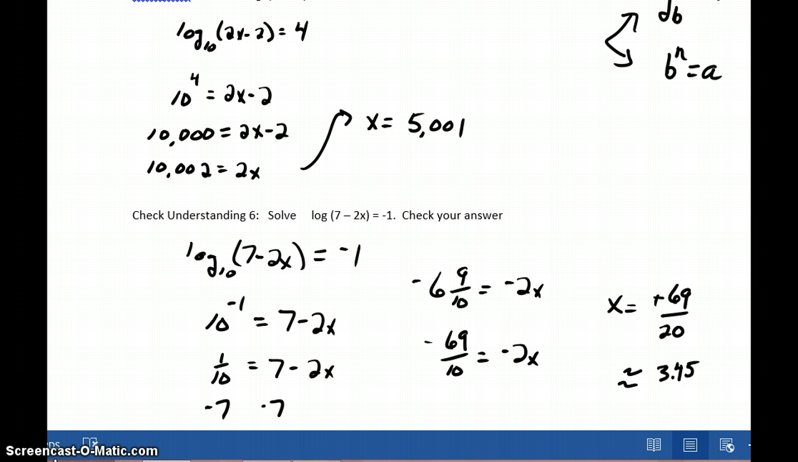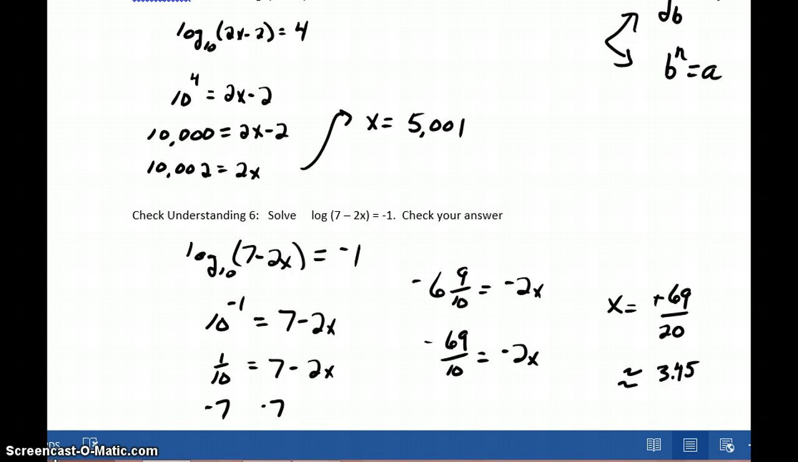I hope you've solved this problem. I'll walk through it with you. Log base 10 of 7 minus 2x equals negative 1. I'm going to change this into its exponential form, so that's 10 to the negative 1 equals 7 minus 2x. The negative exponent will simply flip that 10, so now you have 1 over 10 equals 7 minus 2x, and again now it becomes a simple algebra problem.